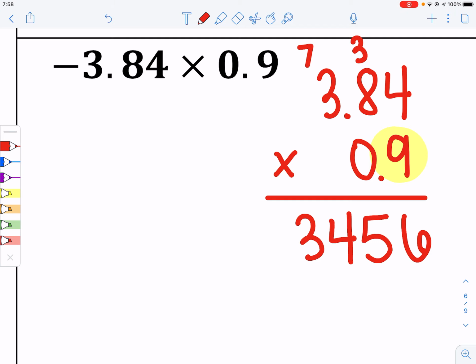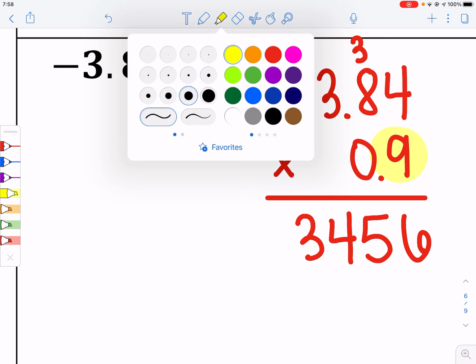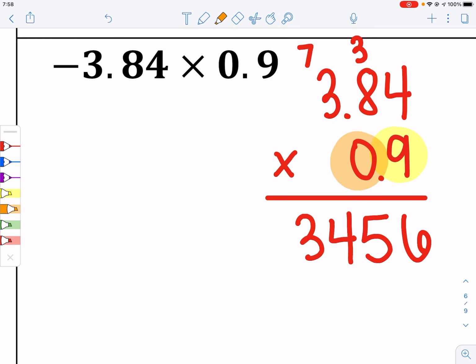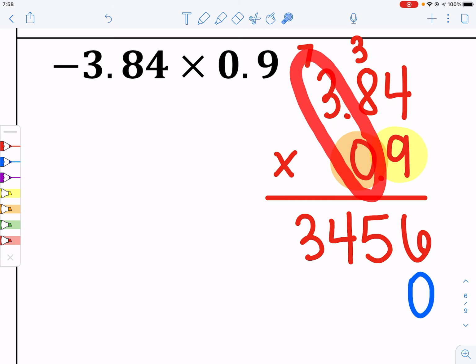Okay, so you got 34. All right, and then from here, you do have an extra 0 here. If you want to, you could put a placeholder and then start multiplying. But when you do 0 times 4, you're going to get 0. 0 times 8, you're going to get 0. And 0 times 3, you're also going to get 0.